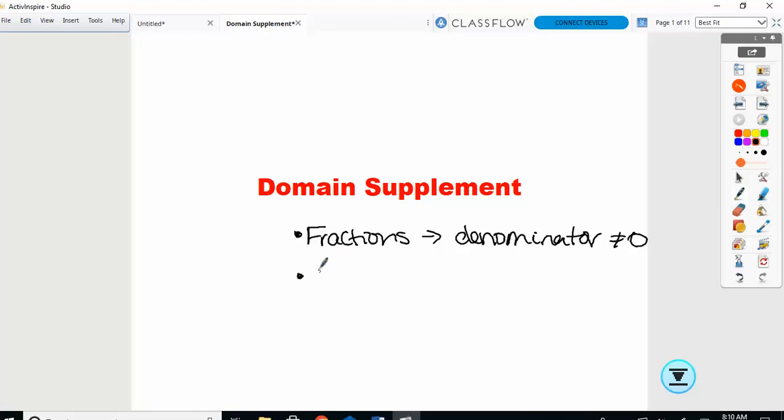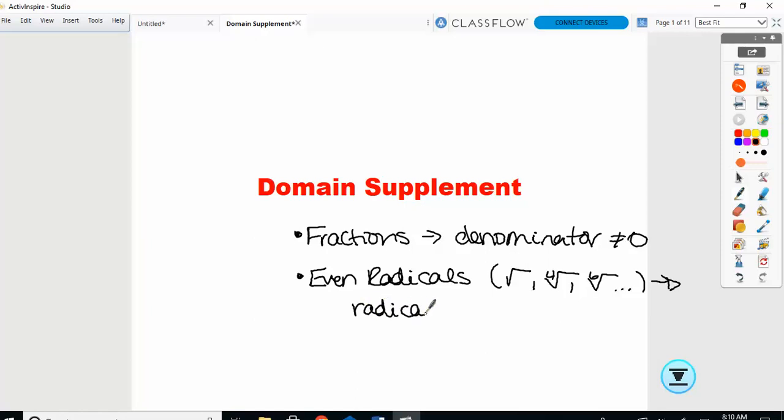The second thing we need to look at is even radicals. By that, I mean like a square root, a fourth root, a sixth root, and so on. In those, the radicand, do you know what a radicand is? The thing under the radical has to be greater than or equal to 0. And so those are really the only two things we need to worry about.